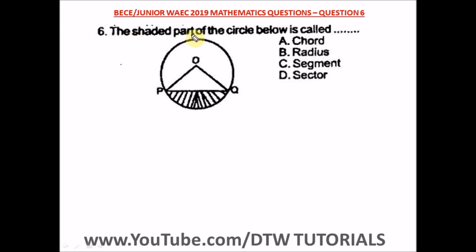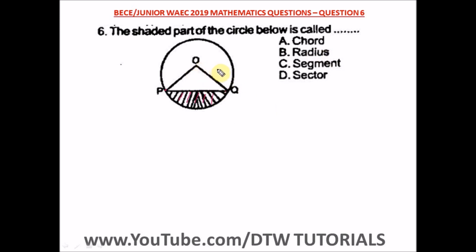Question 6 of the BECE Junior WAEC 2019 Mathematics Past Question. It says the shaded part of the circle below is called, that's this part, shaded part, is called a chord. No, it's not a chord. Okay, what is a chord? A chord is a straight line that touches two points on the circumference of the circle. Okay, and B says radius. No, a radius is a point.